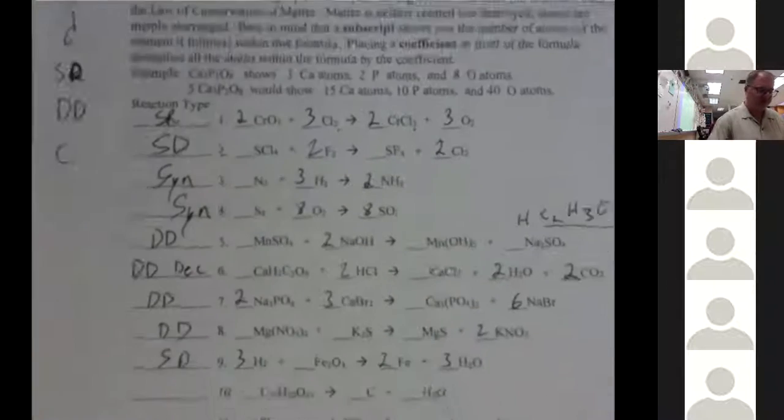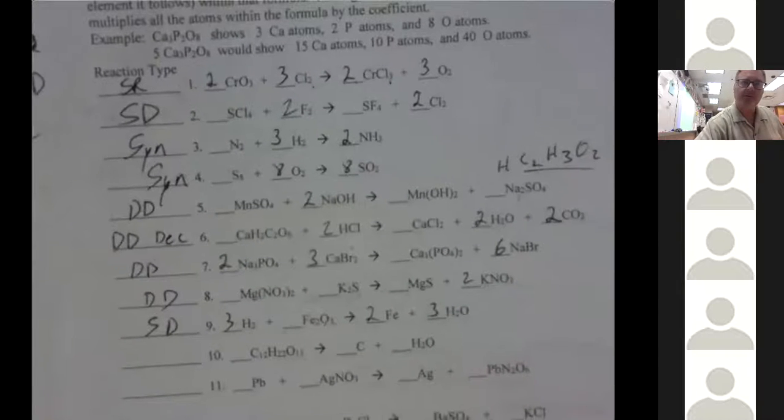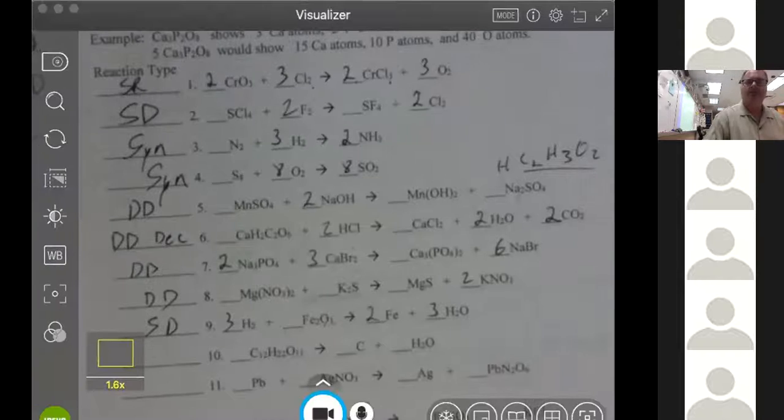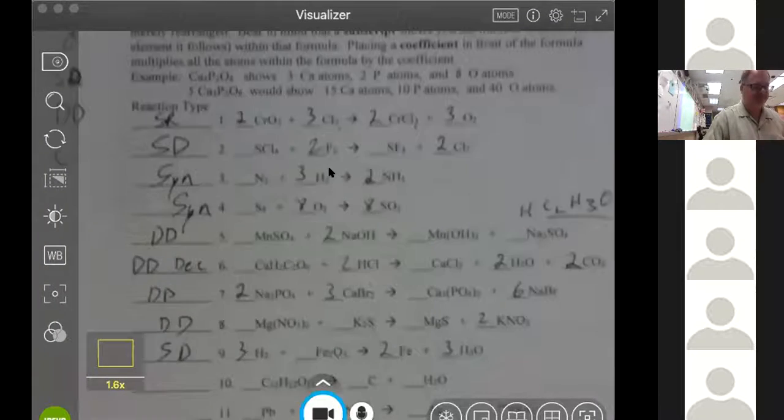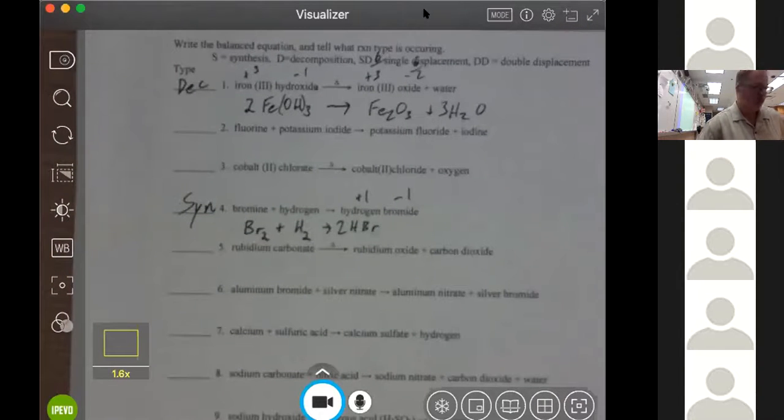So for tomorrow, what I'd like for you to do is you should have all of these evens balanced. I'd like for you to go through all the odds and balance them, and then tell all of the reaction types out to the side. That's the assignment for tomorrow. This backside is going to be for Tuesday when we get back. So if you want to work ahead, you're more than welcome to do that. If you have questions, stick around. Otherwise, use the rest of the period to get on that stuff.